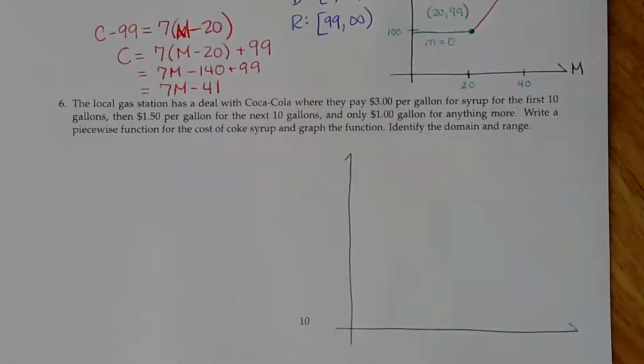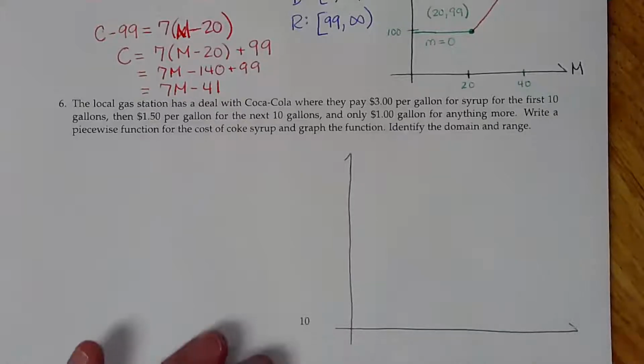All right, so let's do one more where we take a word problem and convert that into a piecewise function. All right, the local gas station has a deal with Coca-Cola where they pay $3 per gallon for syrup for the first 10 gallons, $1.50 per gallon for the next 10 gallons, and only $1 a gallon for anything beyond those 20. Write a piecewise function for the cost of Coke syrup and graph the function.